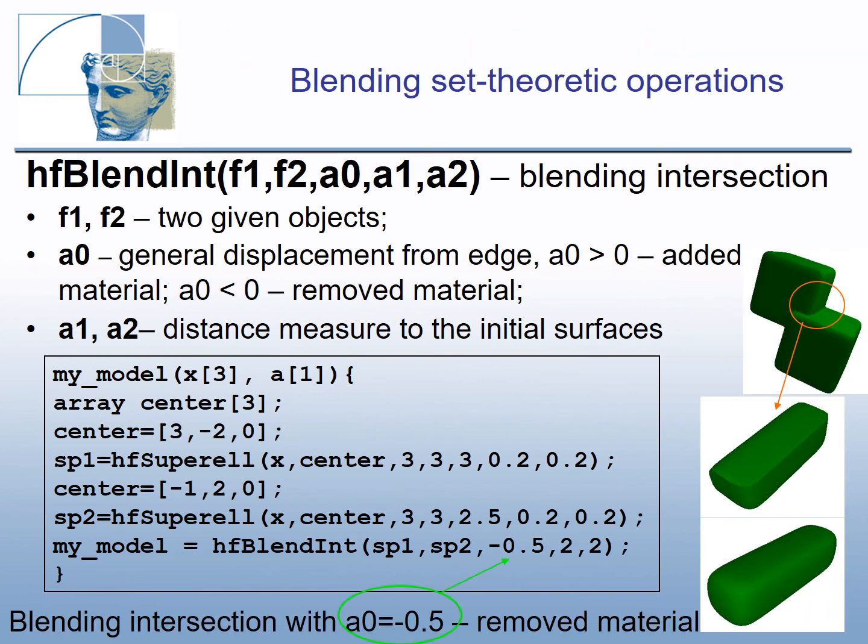Two superellipsoids are placed as in the previous example. Their intersection results in a shape with sharp edges as shown in the right middle image. The blending intersection with removed material results in a shape with smoothed edges shown in the bottom left.